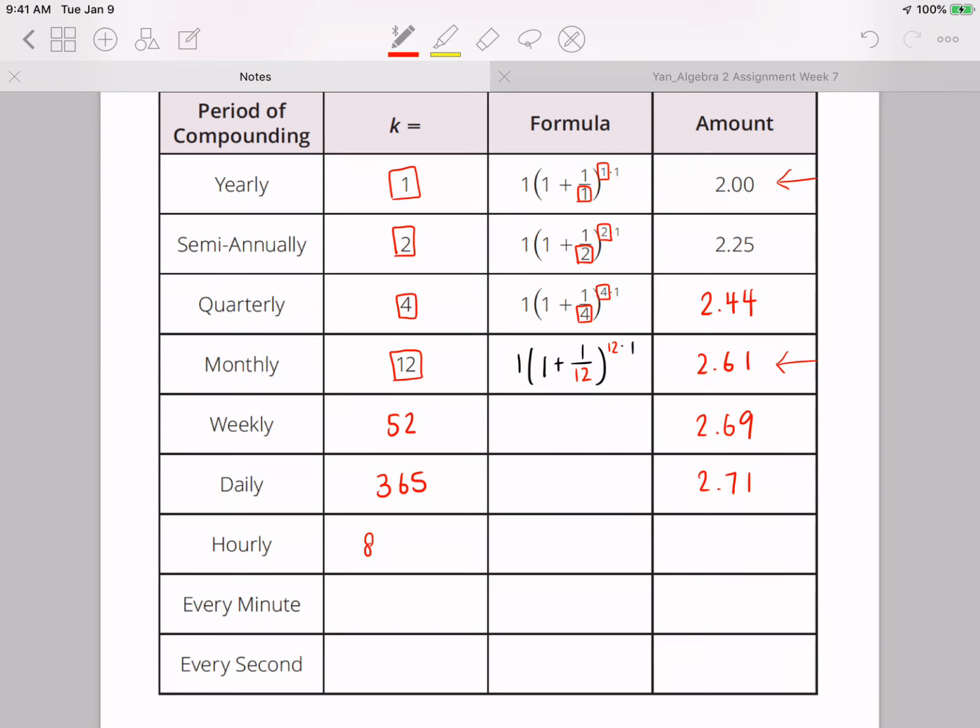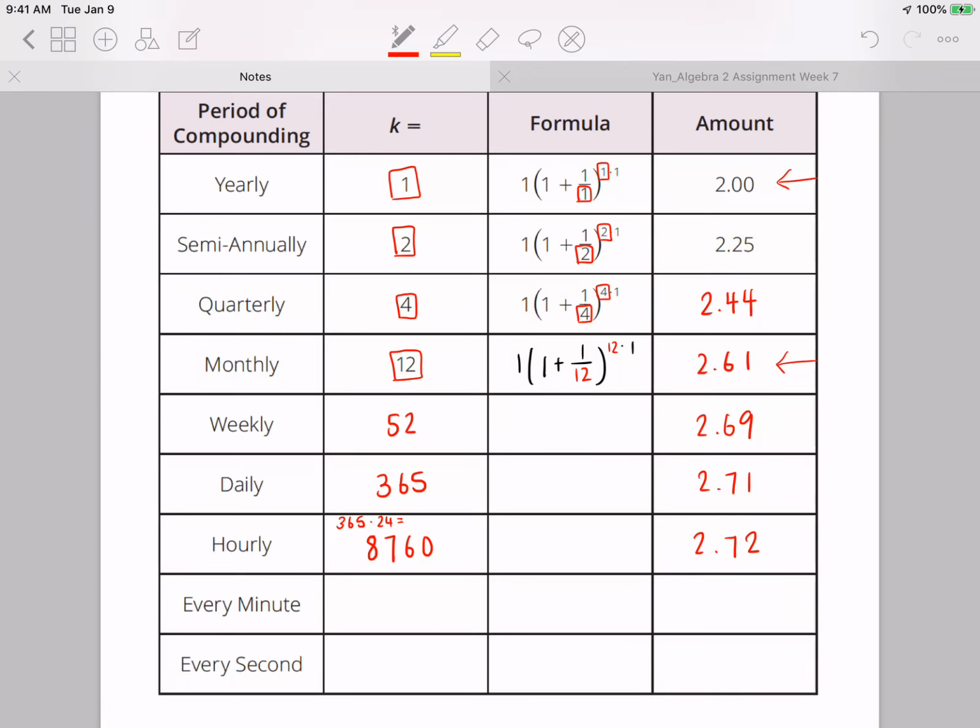Hourly, actually, hold up. How do we get hourly? If daily is 365, that means we're going to multiply this 365 by 24 because there's 24 hours in every day, right? So if I multiply that, that gives me 8,760, which gives us $2.72 as an estimate.